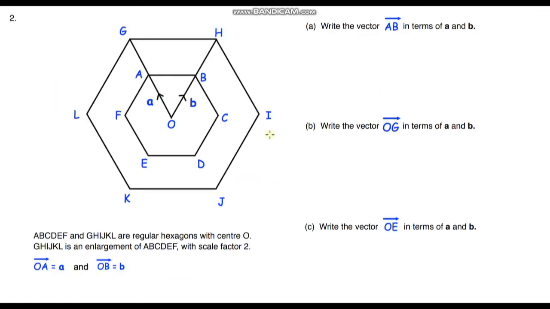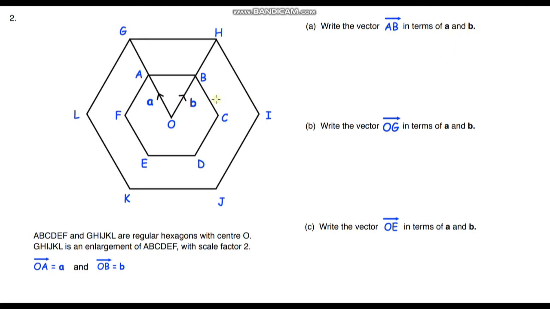Okay, moving on to question 2. So we've got two regular hexagons with the centre being at O, and the larger of the hexagons is bigger than the smaller hexagon by a scale factor of 2. So it's twice as big. And we're told that OA, this vector here, is a, and OB, this vector here, is b. Write the vector AB in terms of a and b.